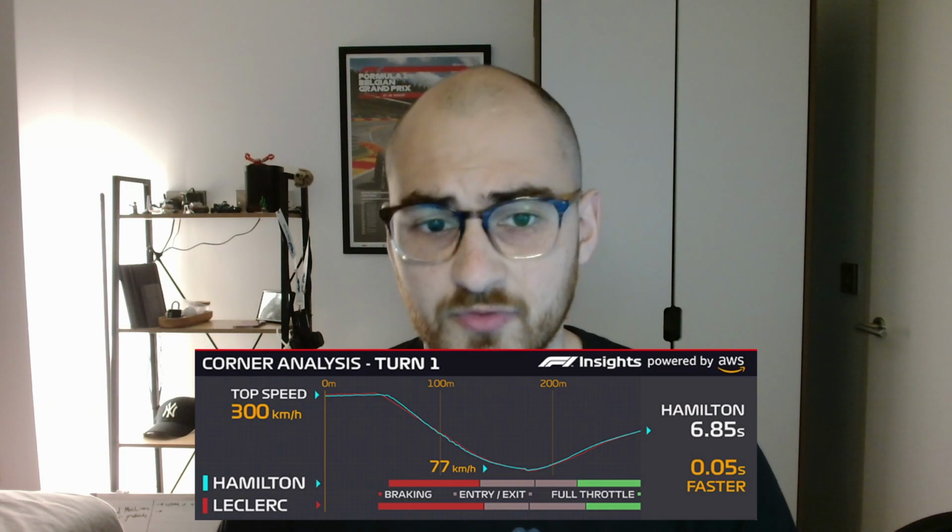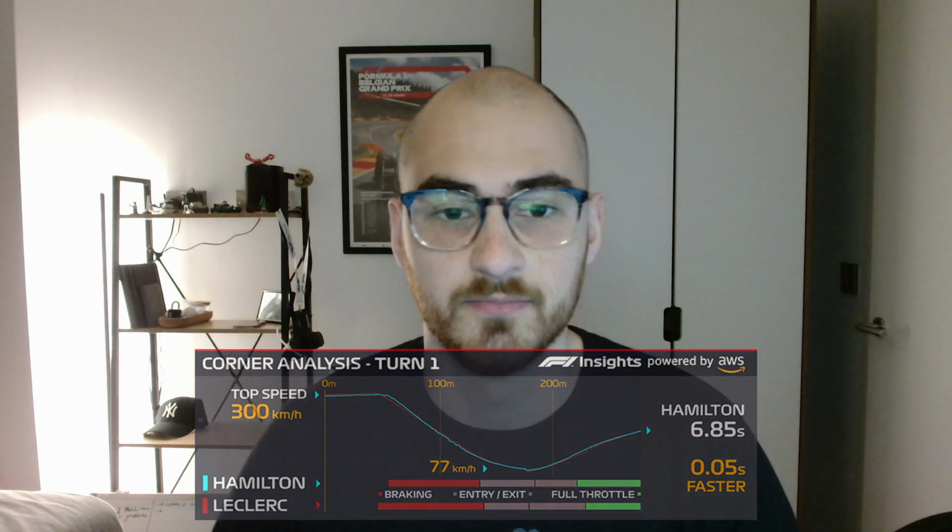The final graphic we'll be looking at today is the corner analysis graphic. The intention of this graphic was to understand the speed of the car through a given corner in microscopic detail. This gives the fans an insight as to where a car is stronger or weaker than the opposition.